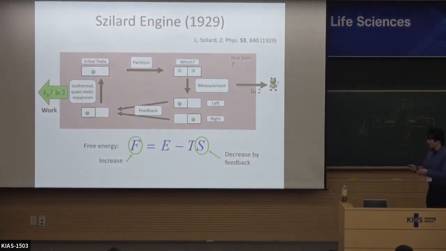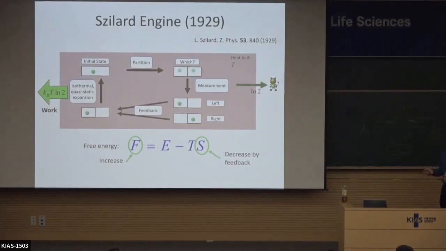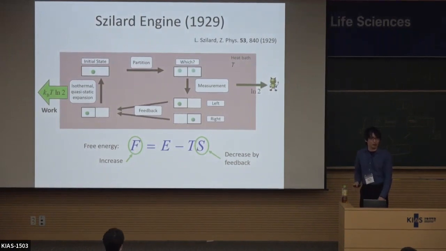Also, another interesting point is that this Szilard engine was considered by Szilard even before Shannon formulated information theory. At this time, in 1929, nobody knew about information content quantitatively. But Szilard considered this kind of correspondence between log 2 and the work. And after that, Shannon found a way to formulate information content. So in that sense, the link between thermodynamics and information was found even before the establishment of information theory.